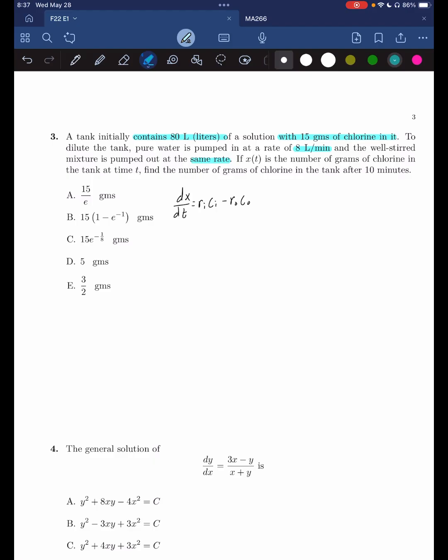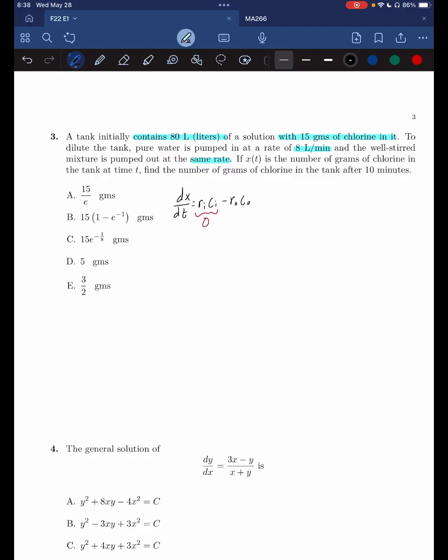If x of t is the number of grams of chlorine in the tank at time t, find the number of grams of chlorine in the tank after 10 minutes. Really, this is mostly just a setup question. So our rate in, as you can see, is 8. But our concentration in is actually 0 because it's pure water. So this term automatically just goes to 0.